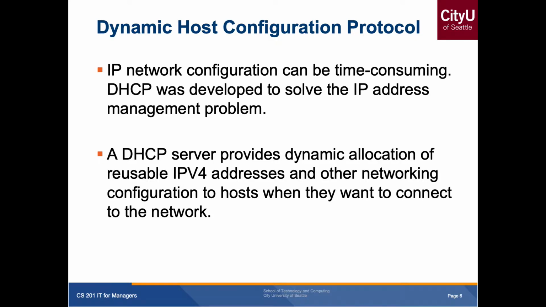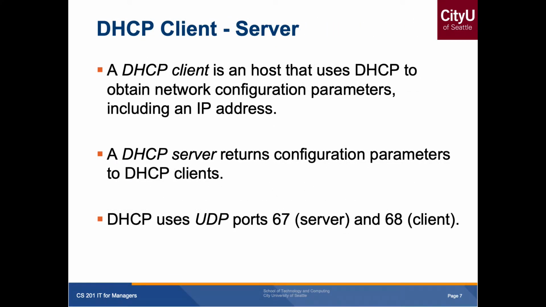The reason we need IP addresses is that systems need an address to communicate with one another. It's like when you need to send something to your friend or neighbor through mail: you need to have their address. It's the same thing for systems to communicate. They need addresses. The DHCP client uses a host server that returns configuration parameters, and it uses ports 67 and 68.